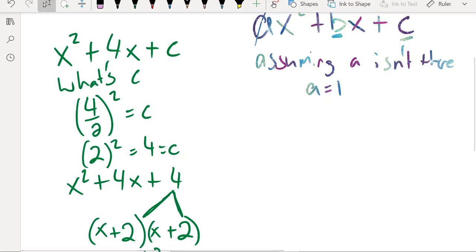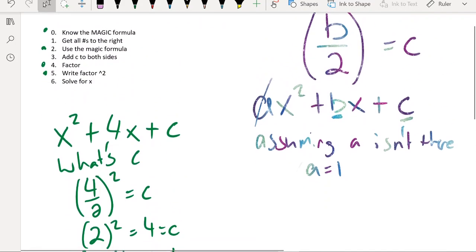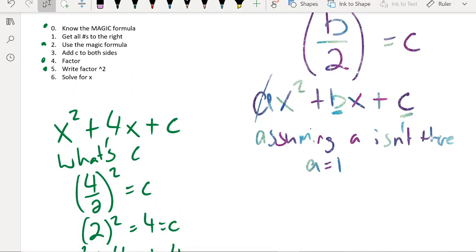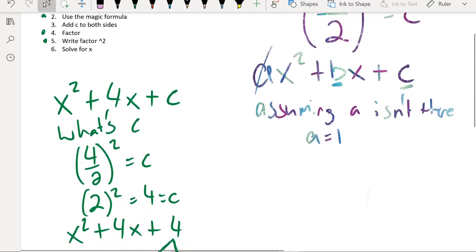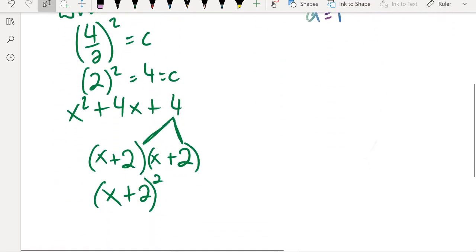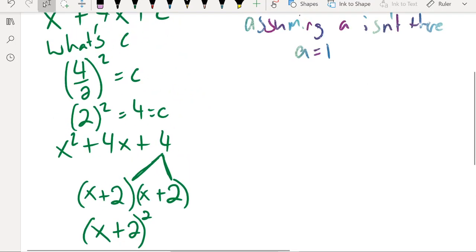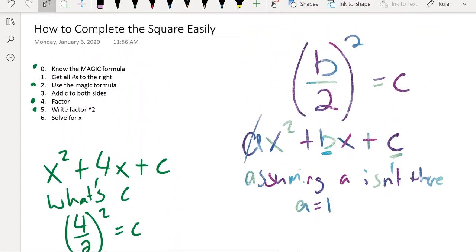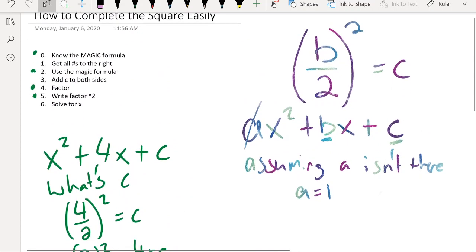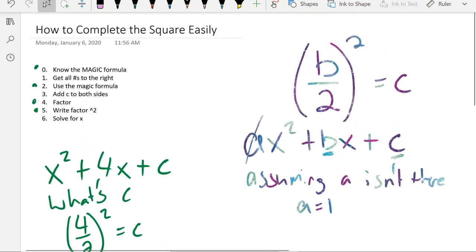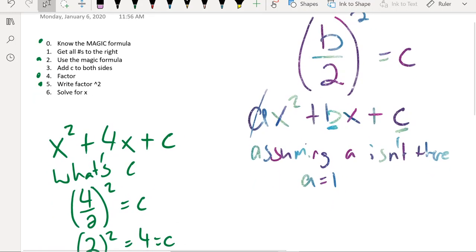Now, let's jump into our main example, and then we'll wrap up here. So, step 0, know the magic formula, right? Which is what? What's the magic formula? Pause it if you need to. Yeah, it's B over 2 quantity squared equals C. Very important to know that formula.